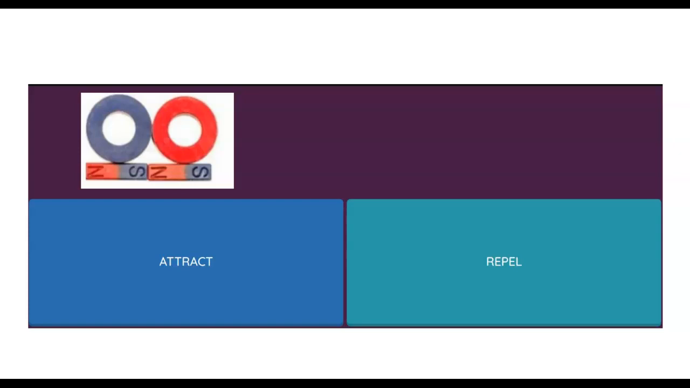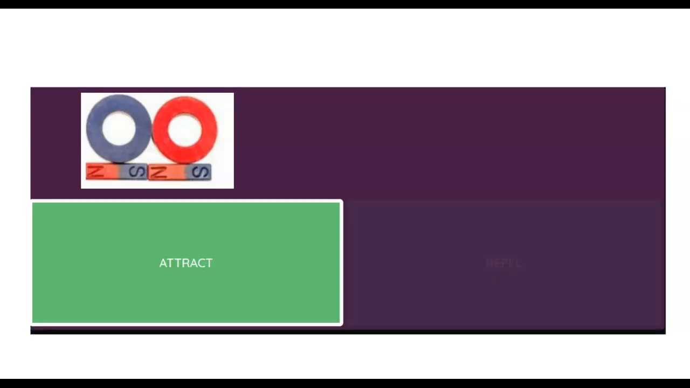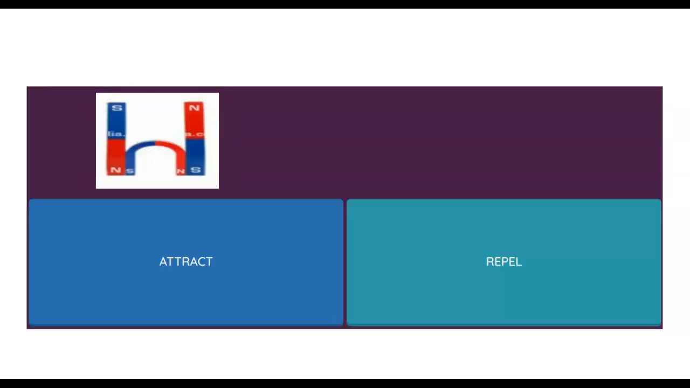Next, alright, will it attract or will it repel? Okay, so let us reveal the answer. Okay, very good. It will attract because there are opposite sides of the magnet, which are the South Pole and the North Pole.